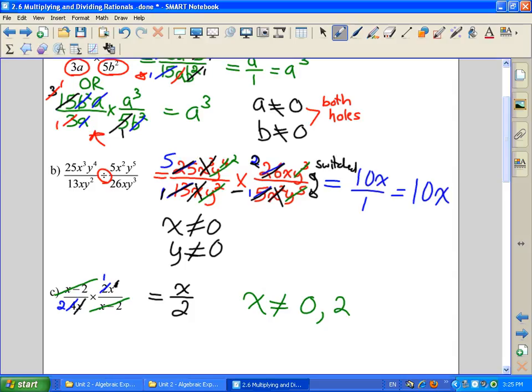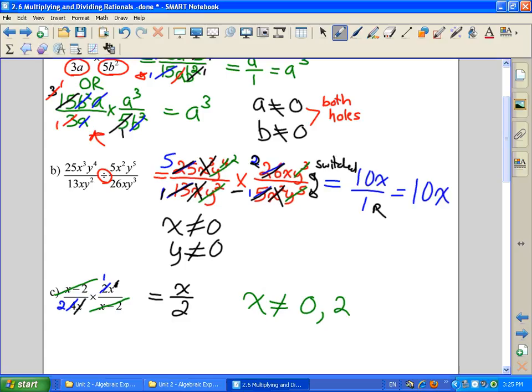Then I look for my y's, and I notice I have the same number of y's on the top as I do on the bottom. So it's the 7th power. Just remember, guys, your exponent laws. When you're multiplying bases that are the same, you add the exponents. So they will cancel each other out. And so what we're left with when we simplify is 10x divided by 1, which leaves us with 10x.